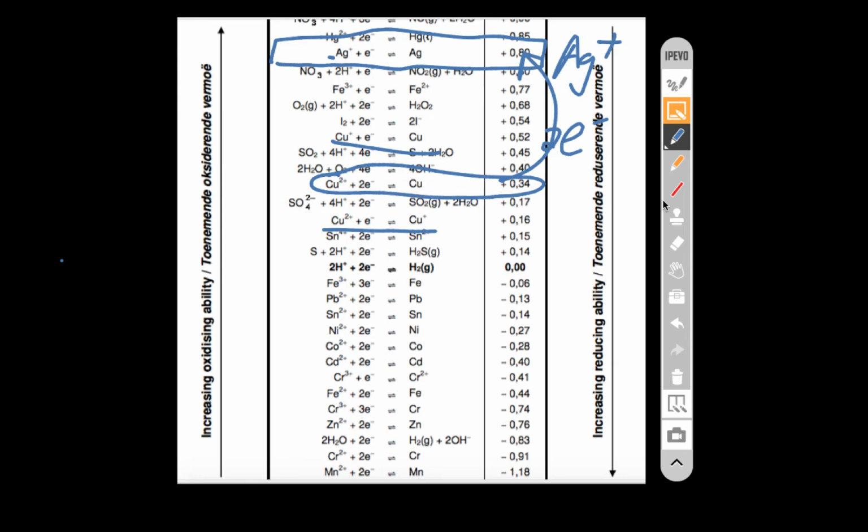Another way that we can look at it is by looking at those values here. The value of silver is more positive than the value of copper. Hence, silver is a better oxidizing agent than copper, or copper is a better reducing agent than silver. Okay, so with this information, we're going to go back to our first board.